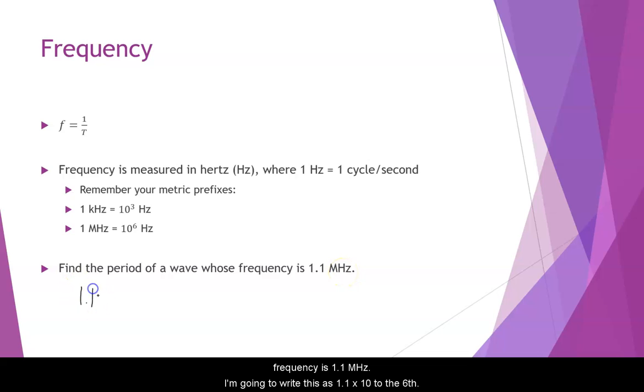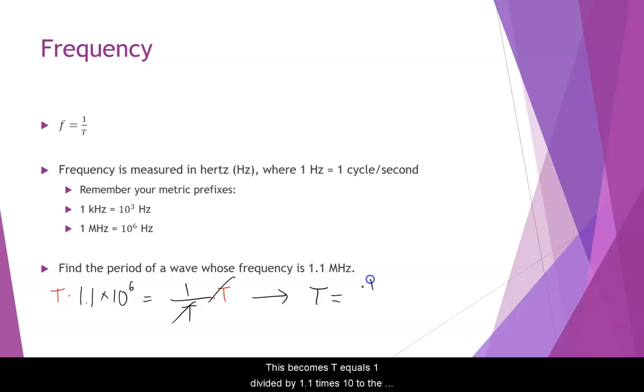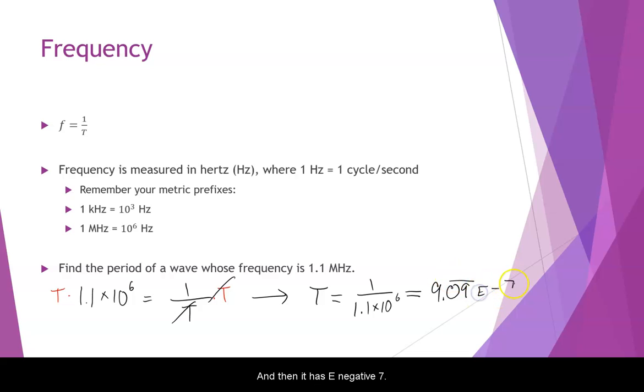I'm going to write this as 1.1 times 10 to the 6th, and this equals 1 divided by the period. To solve this, I'm going to multiply both sides by T, and then divide both sides by 1.1 times 10 to the 6th. This becomes T equals 1 divided by 1.1 times 10 to the 6th, which on my calculator becomes 9.090909, repeating, and then it has E negative 7. This means my answer is 9.09 times 10 to the negative 7 power in seconds.